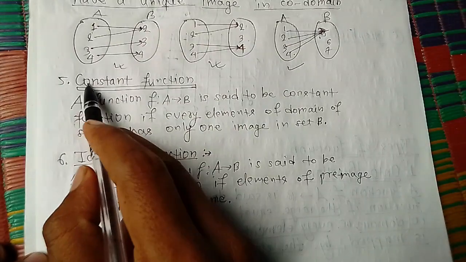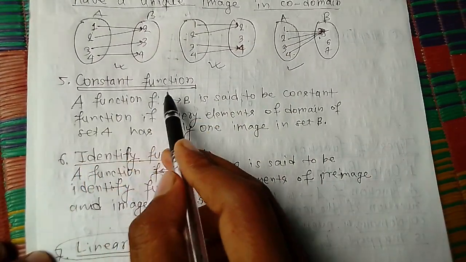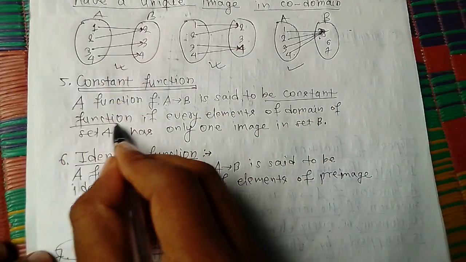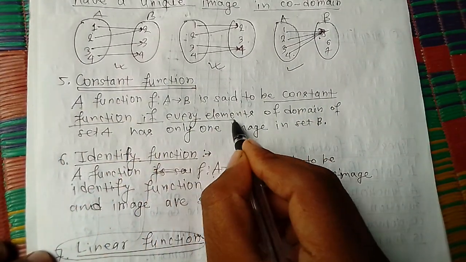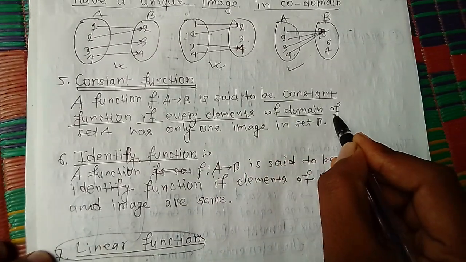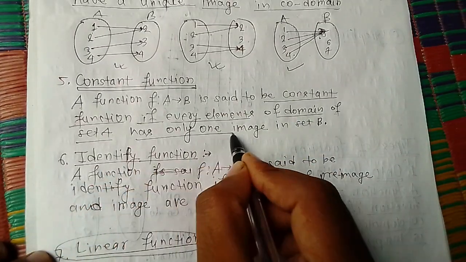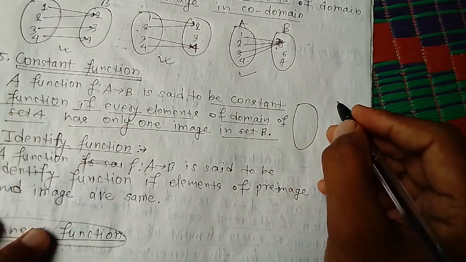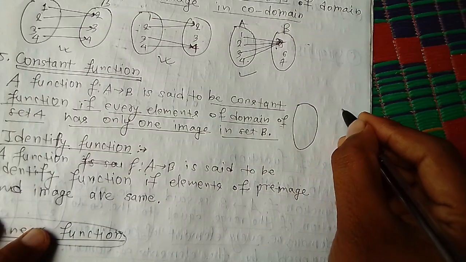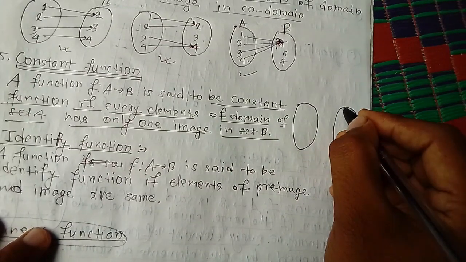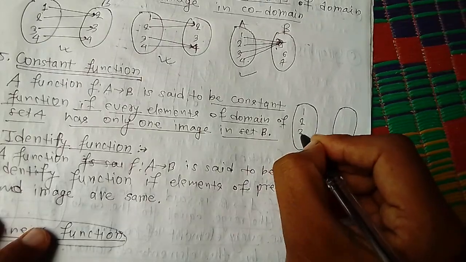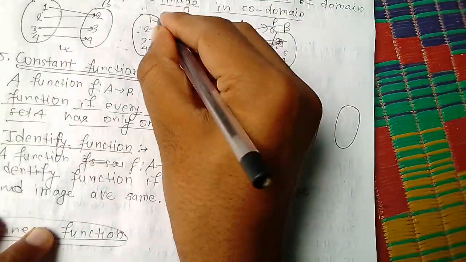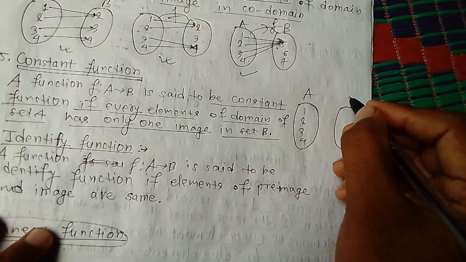Again, constant function. A function f from A to B is said to be a constant function if every element of domain set A has only one image in set B. It means every element of set A has only one image. 1, 2, 3, 4 in A, and B.